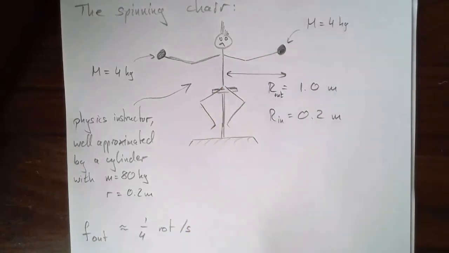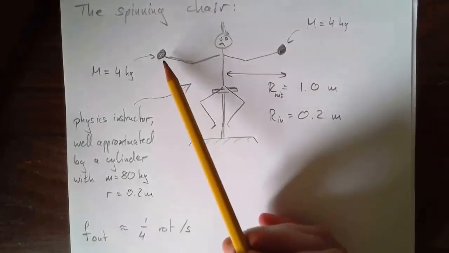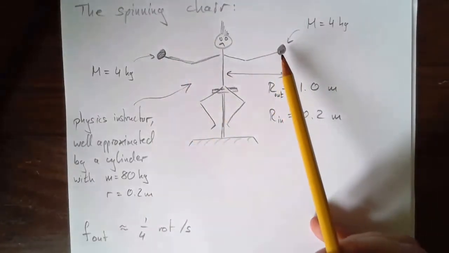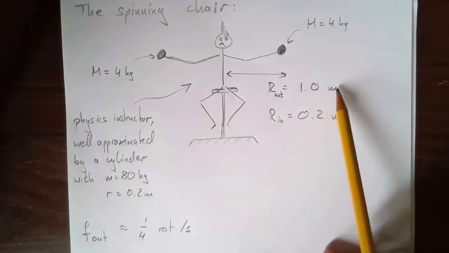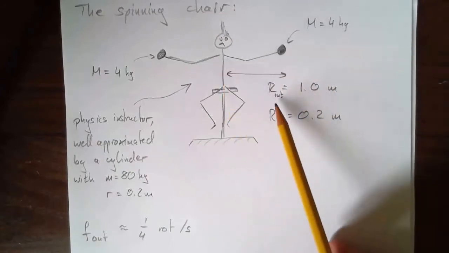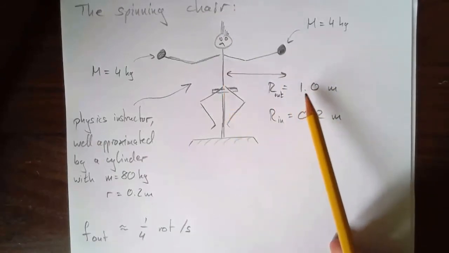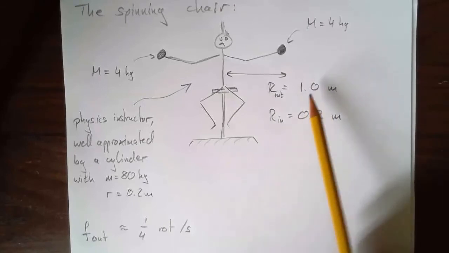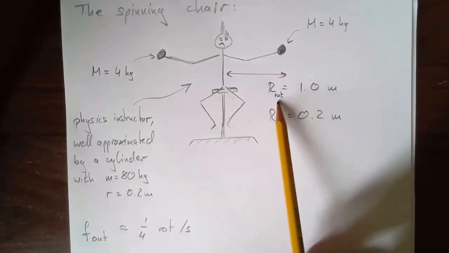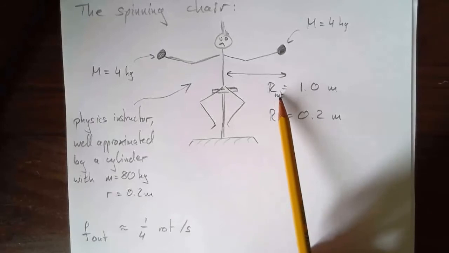Alright, so I am a cylinder of mass 80 kilograms, radius 20 centimeters, 0.2 meters. And when I was holding those masses far away from my body, I'm going to suppose they're about 1 meter away from the axis of rotation. Probably slightly less, actually. I don't think my arms are that long, but we're going to go with it. So R out means when the arms are out. That's what I mean by the subscript out.